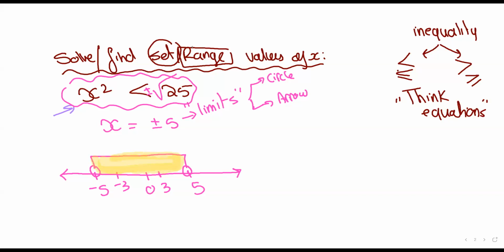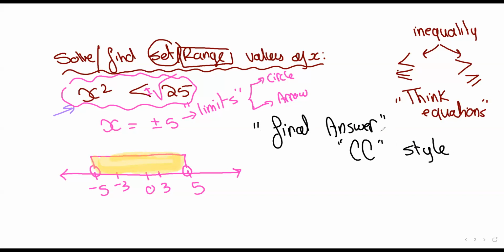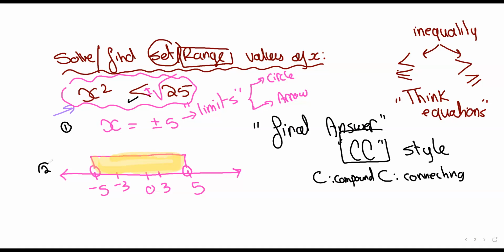So where is my final answer? If you remember, in the previous video I explained what CC inequality means. The answer of a less than inequality is always a CC inequality. The first C stands for compound. The second C stands for connecting number line. The answer of a quadratic inequality is this: the number line, if required, and the algebraic answer, which is the compound inequality.